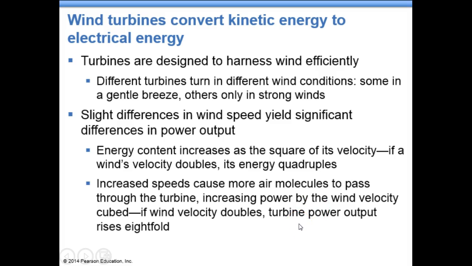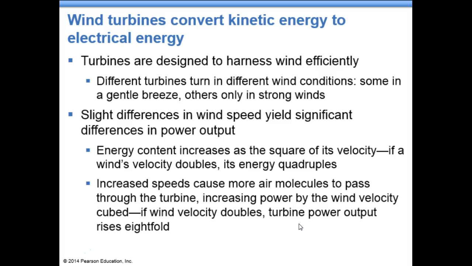As I started to say, some turbines are designed to generate low levels of electricity by turning at low breezes, and then others are programmed to rotate only in strong winds. And that's where you can adjust the tension on that, generating large amounts of electricity in a short period of time. The slight differences in wind speed yield substantial differences in power output, and we see this for two reasons. The first reason is that the energy content of the wind increases as the square of its velocity.